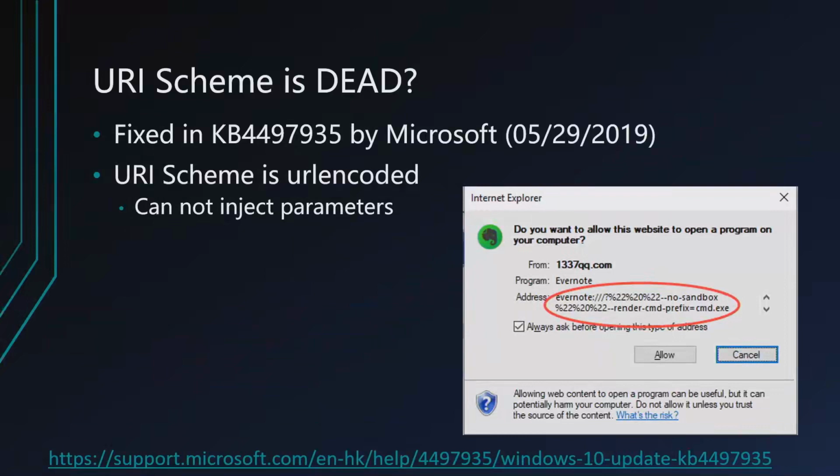And in May, Microsoft released a patch called KB4497935. If you applied this patch, you will find the URL scheme is now URL encoded. So in this case, we cannot inject parameters because the code is URL encoded. We cannot close the quote. Maybe the URL scheme is safe now, or there is some bypass. Who knows?